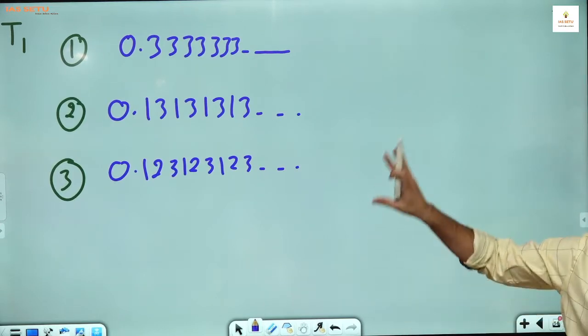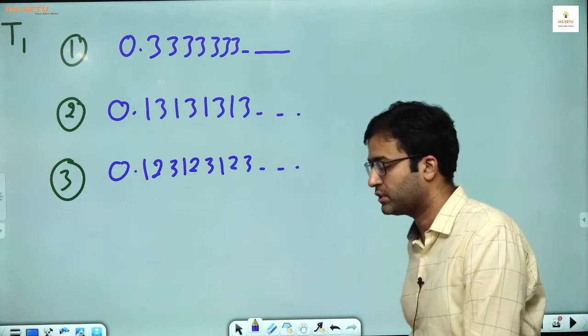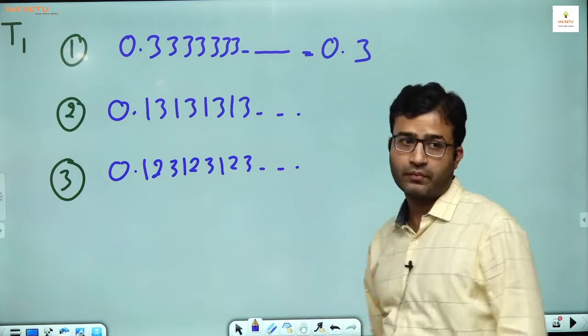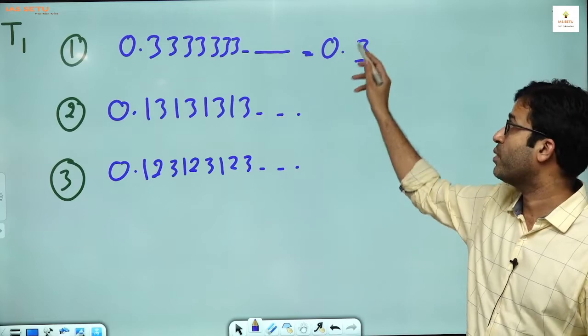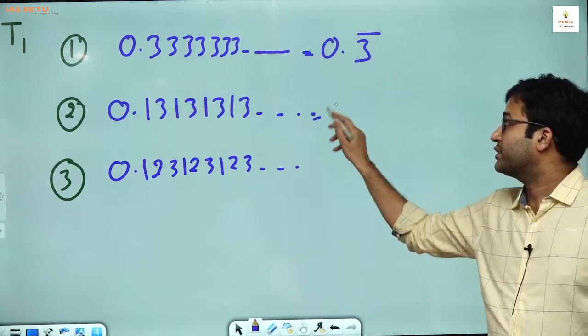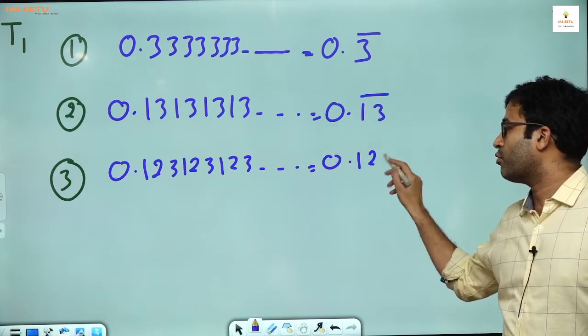I don't know how many of you remember the concept covered during school days. If you attended that class, the teacher expressed this 0.333 as 0.3 with a bar, this is 0.13 with a bar, and this is 0.123 with a bar.